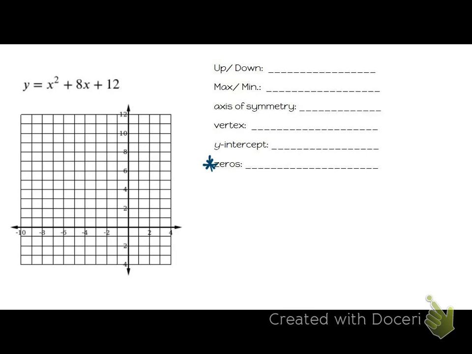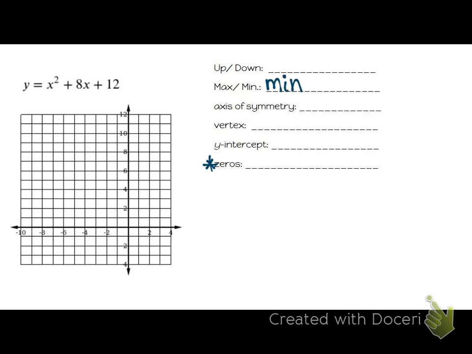What are some other terms that we could use for zeros? X-intercept, roots, zeros, and solutions. Very good. Okay, so by looking at the quadratic, we can determine whether it's going to have a maximum or a minimum. What is this quadratic going to have, a maximum or a minimum? And how do we know that?